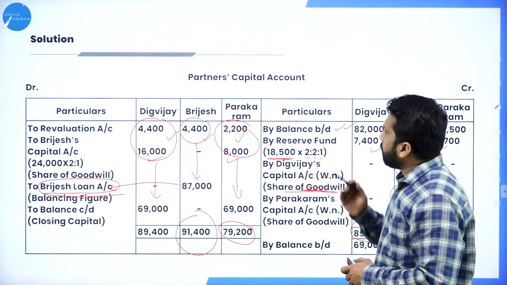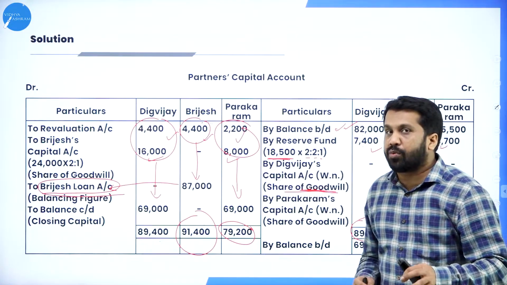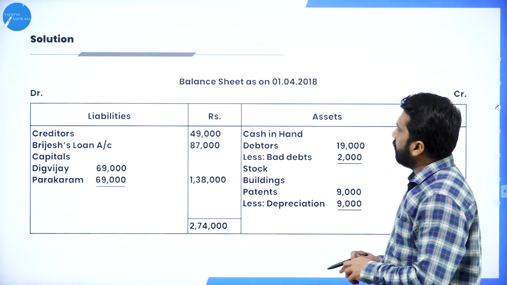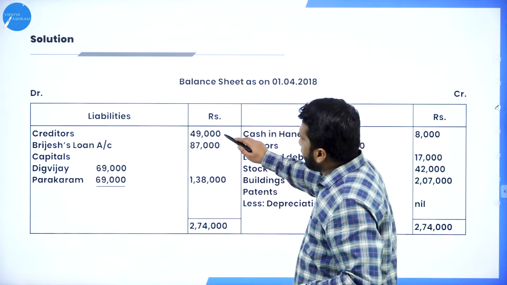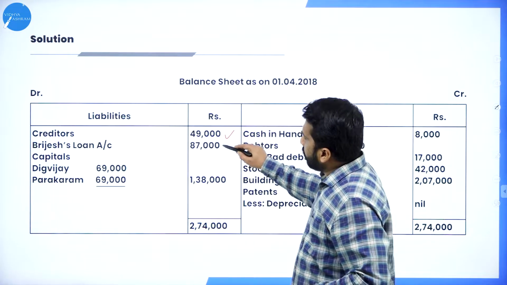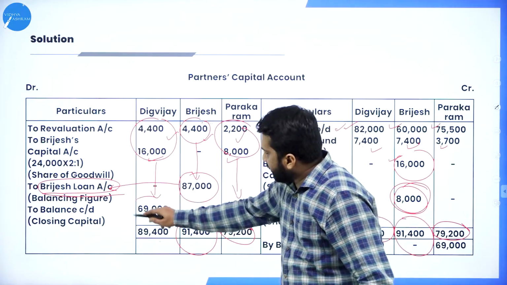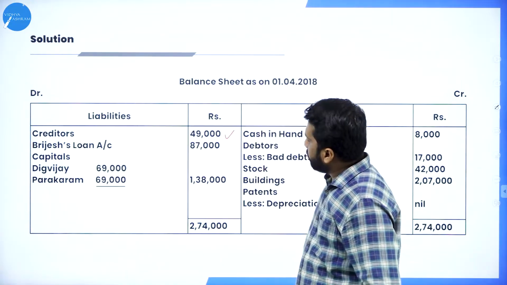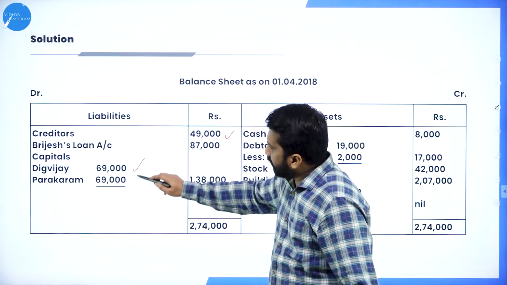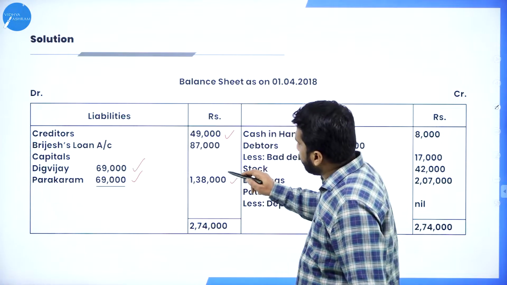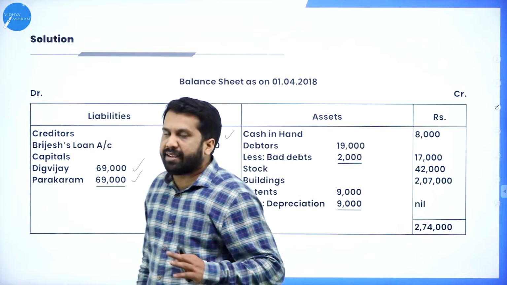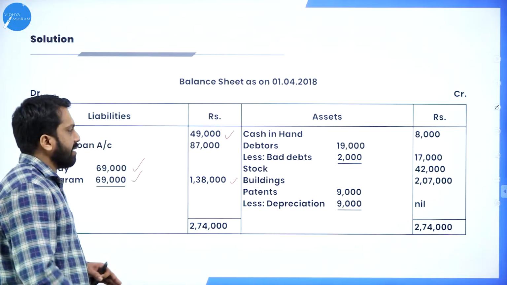Now, we're done with partners' capital and the last one is the balance sheet. Creditors, we write as it is, and loan, as I told you, 87, we'll treat it as loan. Balance carried on these two. See, 69,000 total it is, 1,38,000. Now come to your asset side.